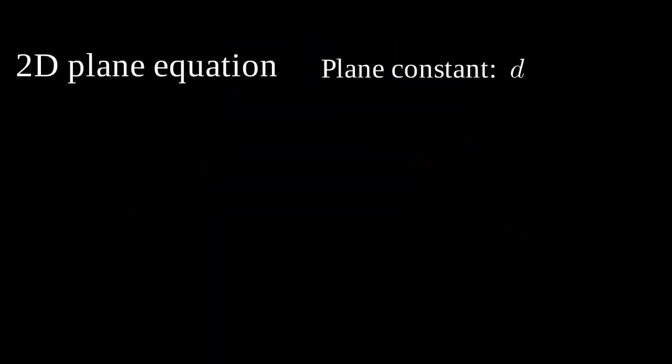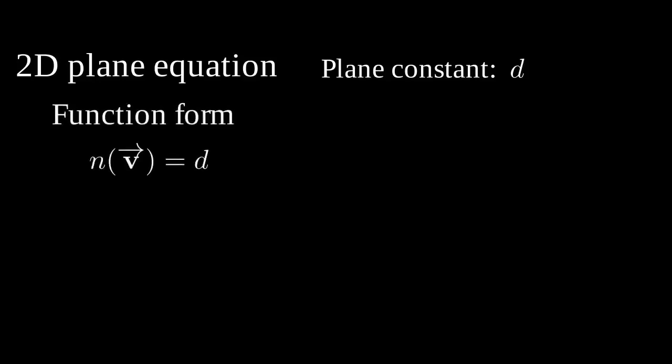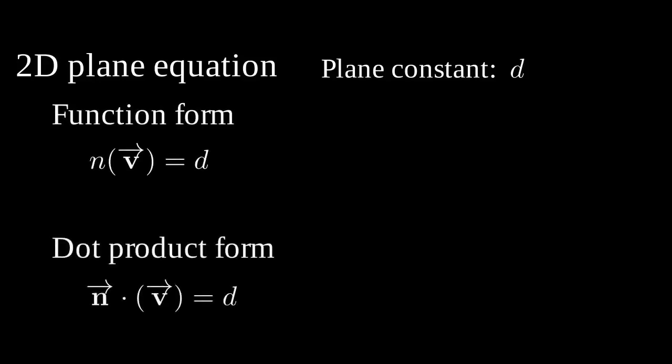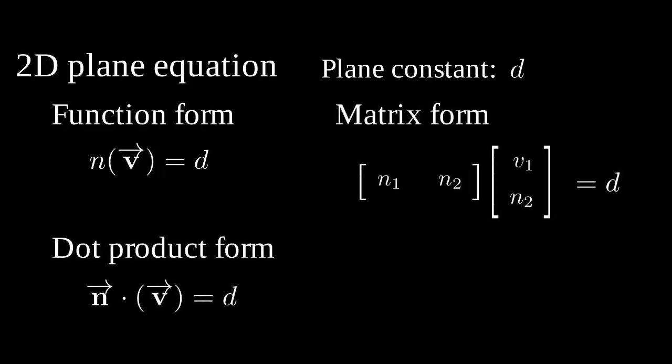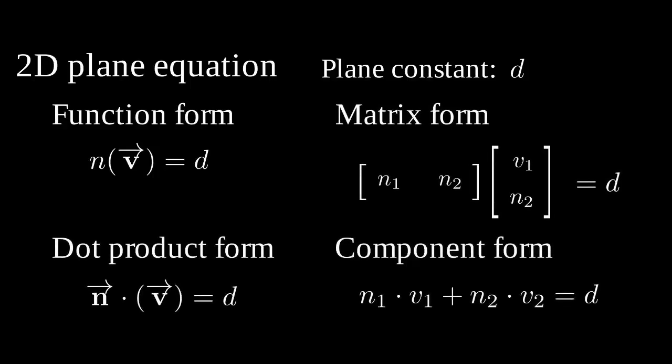Let's go back to 2D. The plane equation in 2D is this. You can write this as a dot product. Here is a matrix form and its components. You wonder, what is the difference between the dot product and the matrix form? The component form looks the easiest. And a small discovery: the normal in the matrix form is a row vector.